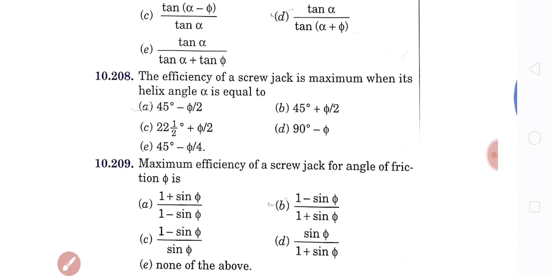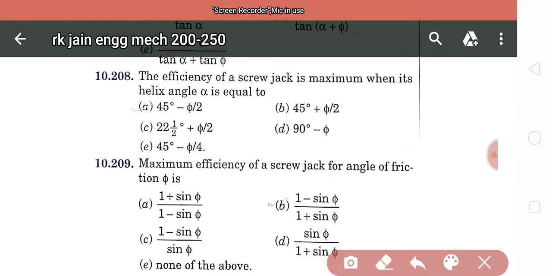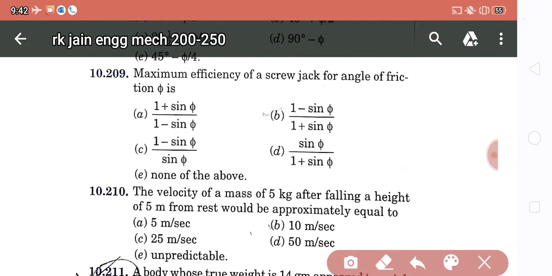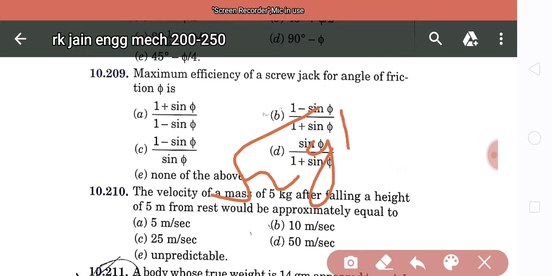Next question 209. Maximum efficiency of a screw jack for angle of friction phi is? Maximum efficiency of a screw jack is (1 minus sin phi) by (1 plus sin phi). Next question. The velocity of a mass of 5 kg after falling a height of 5 meter from rest would be approximately equal to under root 2gh. From here we can find, answer will be under root of 2 into 5 into 10, 100, means under root 100 is equal to 10.